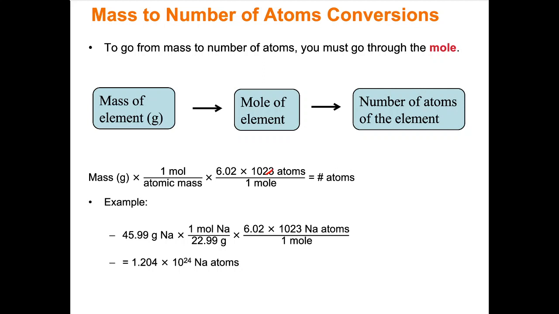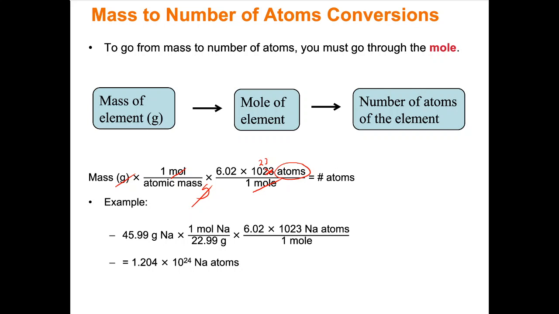Sorry, this should be raised to the 23rd. Remember, 6.02 times 10 to the 23rd. Okay, so I have the mass. Suppose I want to go to moles, divide by the atomic mass, and now I want to go to atoms. So here grams cancel with grams, moles cancel with moles, and I'm left with atoms. So I put my Avogadro's number on top so that I leave with atoms.